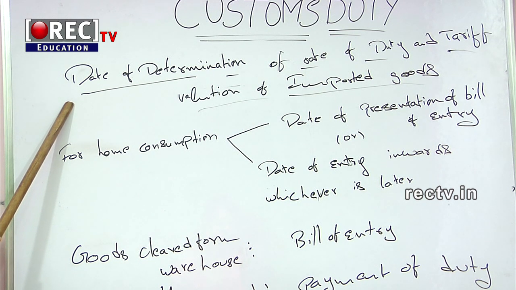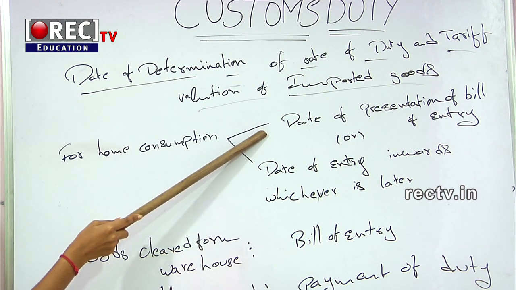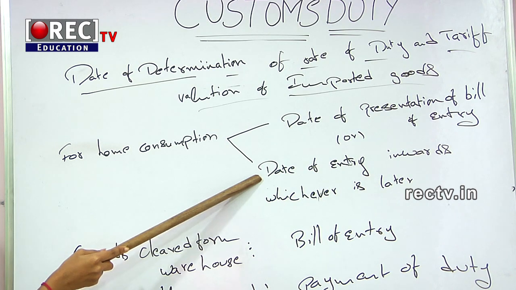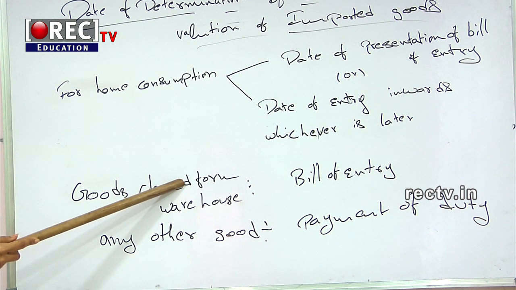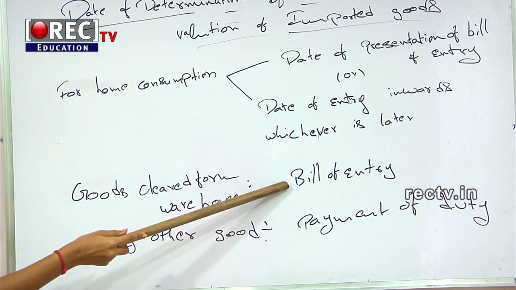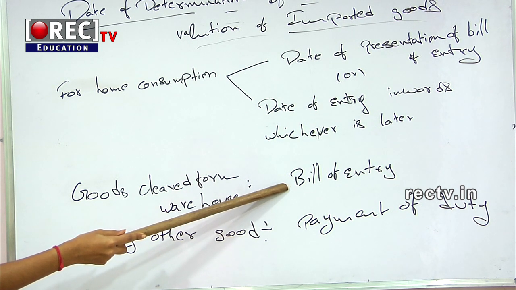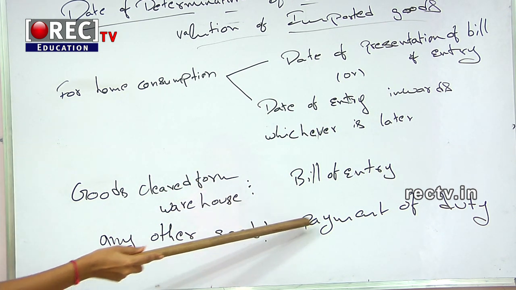One very important topic in customs duty: date of determination of rate of duty and tariff valuation of imported goods. In case of goods for home consumption, the rate of duty and the valuation of imported goods are as on the date of presentation of bill of entry or on the date of entry inwards, whichever is later. In case of goods cleared for home consumption from warehouse, the date of presenting the bill of entry is the date for the determination of rate of duty and tariff valuation of imported goods. In case of any other goods, it is the date of payment of duty.